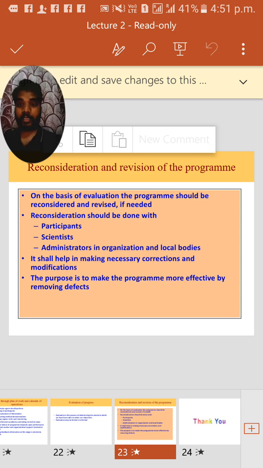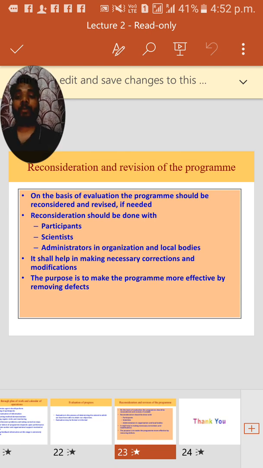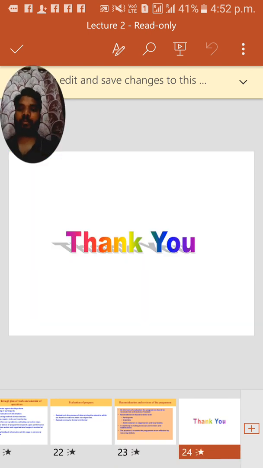After the evaluation is done, if something has been left, we need to modify, revise and reconsider it. After modification we can extend the project time. So these are the important steps, from collection of facts to reconsideration and revision. All these 8 steps are very necessary in extension program planning.